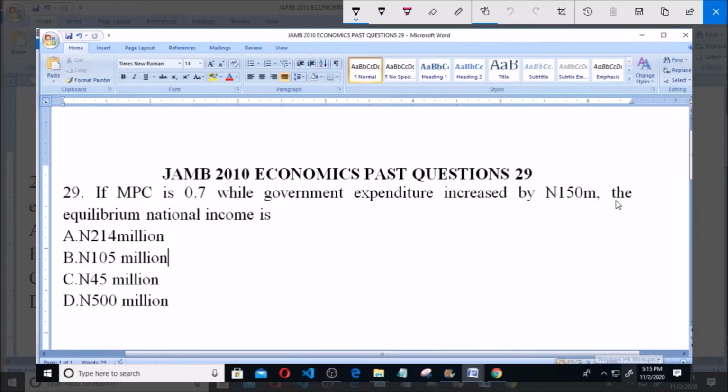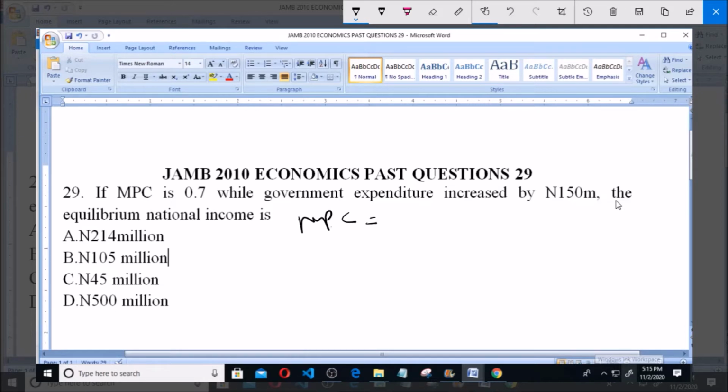And economics past question number 29 says, if MPC is 0.7 and government expenditure increased by 150 million naira, the equilibrium national income is what? So here we're looking at MPC.